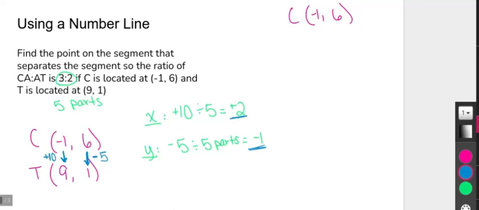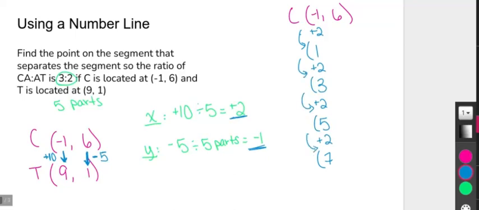So let's see. It also helps, guys, to do your x's and your y's separately. So -1 plus 2 in your calculator would give you a 1. Plus 2 again gives you a 3. Plus 2 again is 5. Plus 2, 7. And that is 1, 2, 3, 4. So this is our 5th time. This should be our last time that we add 2, and we get 9.